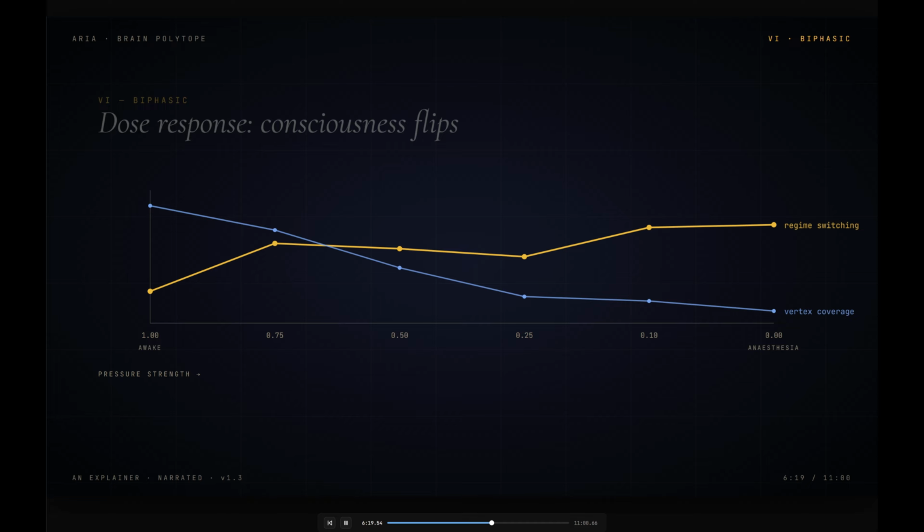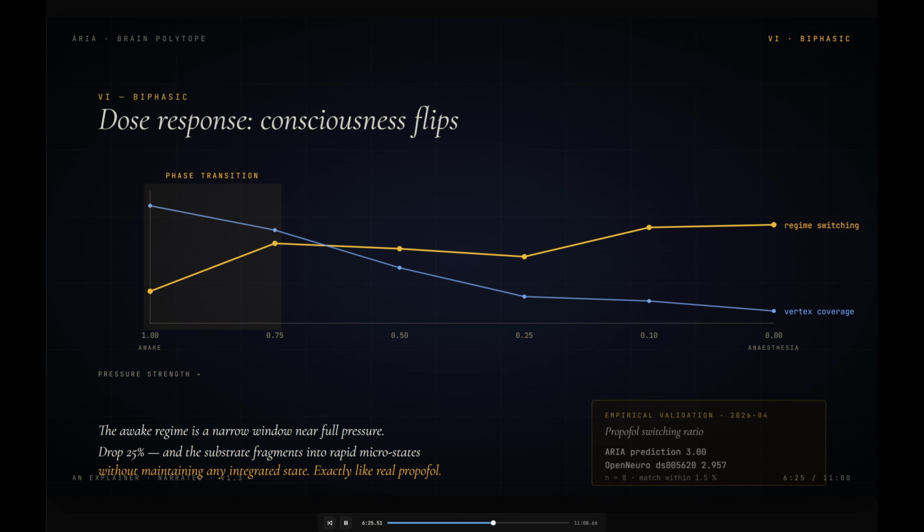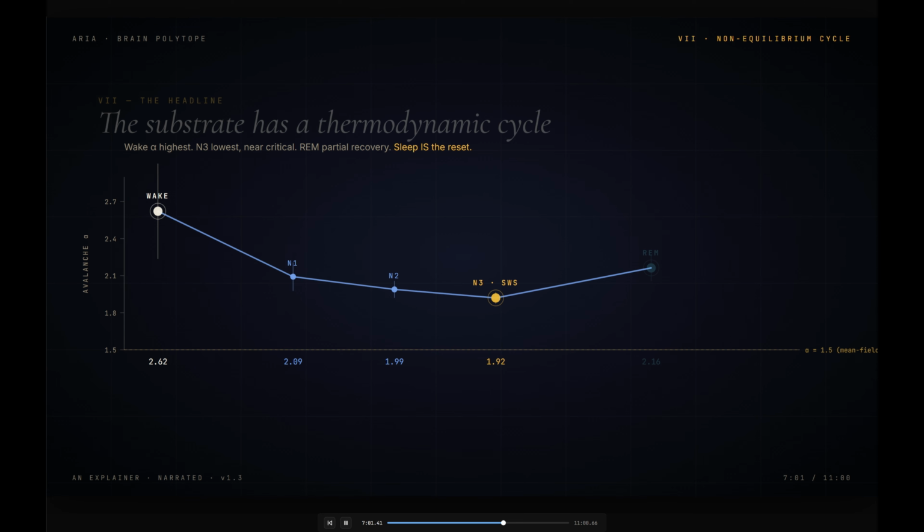The model also predicts regime switching. When pressure is high, the substrate maintains an integrated awake-like regime. But when pressure drops, the system fragments into rapid microstates. That resembles the way anesthesia changes conscious dynamics. The propofol switching ratio comparison is especially striking. The Aria prediction was approximately 3.00. The OpenNeuro propofol dataset gave approximately 2.957. That is a close match. It does not prove the whole theory, but it shows that the geometry may capture something real about how conscious regimes collapse.